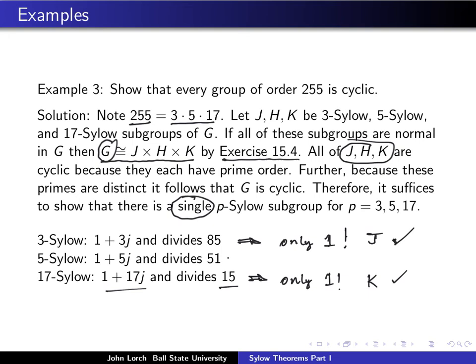Now the problem emerges when we look at the 5-Sylow subgroups. If we look at numbers that are of the form 1 plus 5j and divide 51, we see that there could be 1, which would be great for us, or there could be 51. Right? So it's a distinct possibility right now that we could have 51 5-Sylow subgroups. And what we want to do now is to show that really we can't have 51. In fact, we must only have one 5-Sylow subgroup.